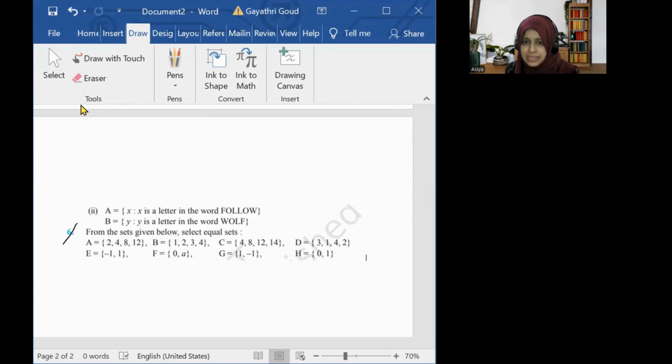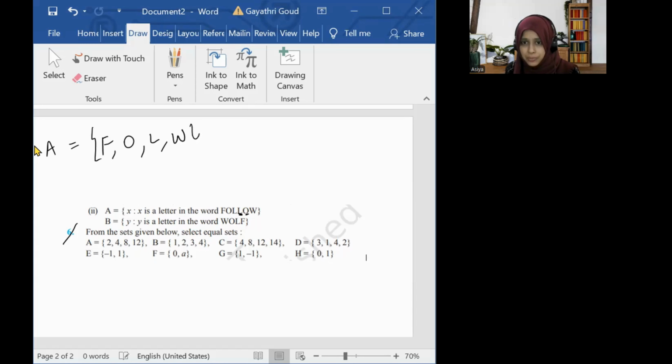A equals the set of all x such that x is a letter in the word follow. So now let us write this as my A. What are the letters in the word follow? Let us write it in roster form. F, O, L. Can I repeat this L? I can't, it's already there. O is also there, so can I repeat it? No, I cannot repeat these two.